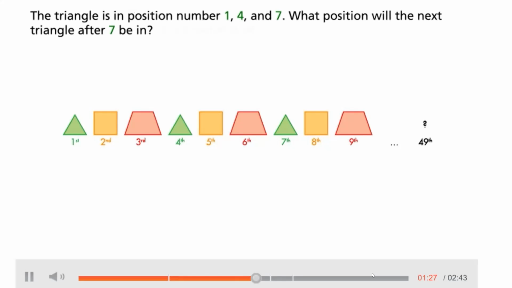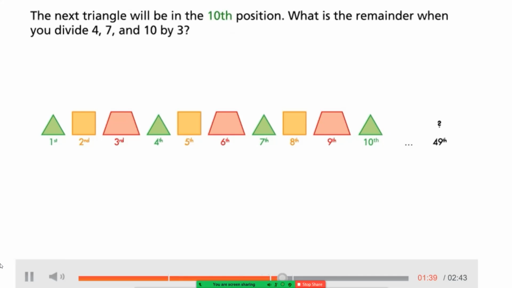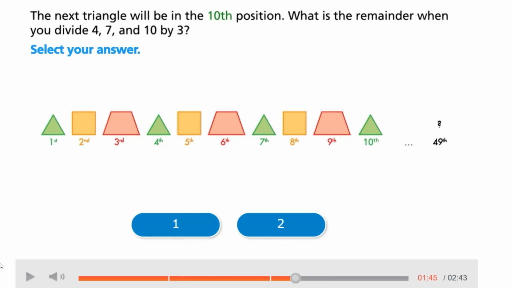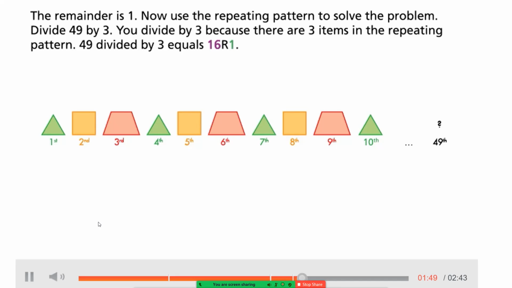The triangle is in position number 1, 4, and 7. What position will the next triangle after 7 be in? The next triangle will be in the 10th position. What is the remainder when you divide 4, 7, and 10 by 3? Select your answer. The remainder is 1.